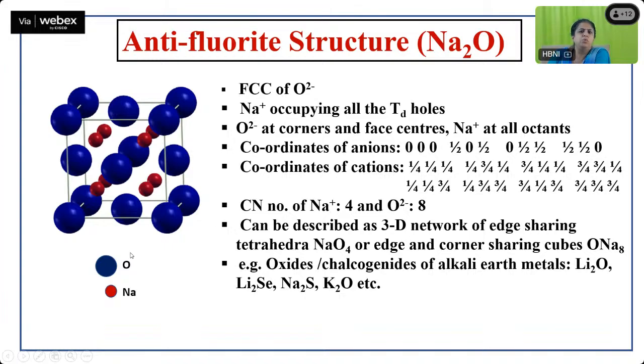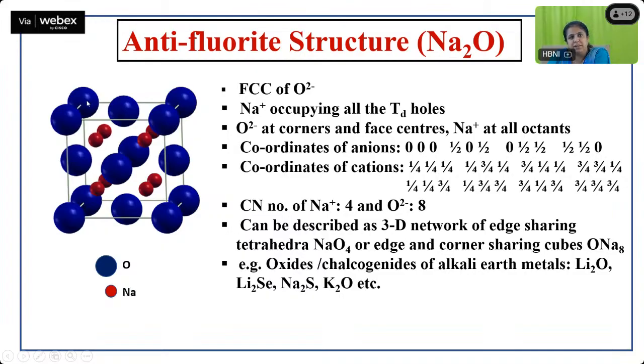Okay, now it is easy to understand. You are placing Na in the tetrahedral hole, right? So coordination number of Na has to be 4. It is surrounded by 4 oxygen, right? And the coordination number of oxygen, but now is 8. It is surrounded by 8 sodiums.